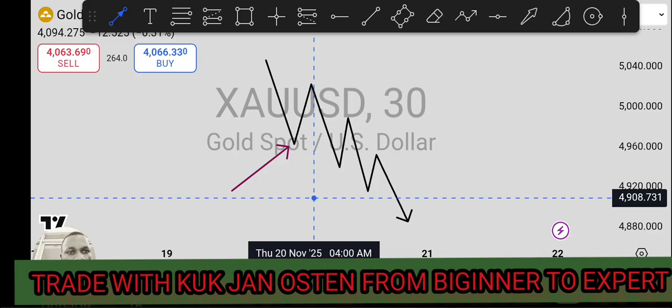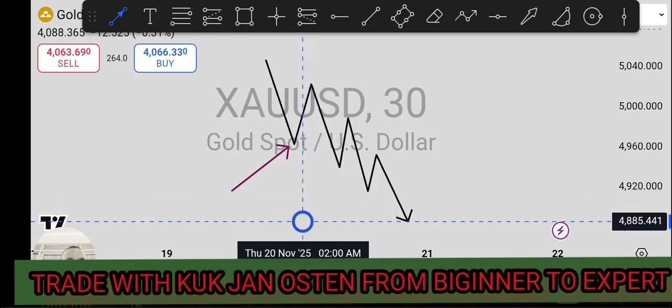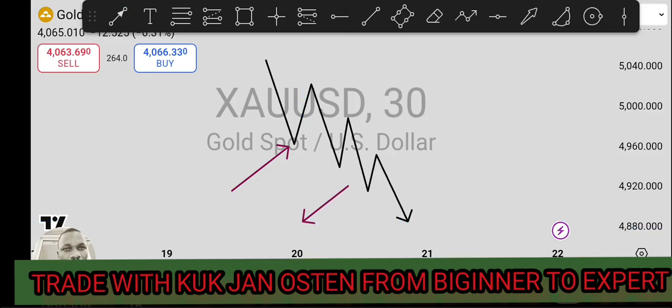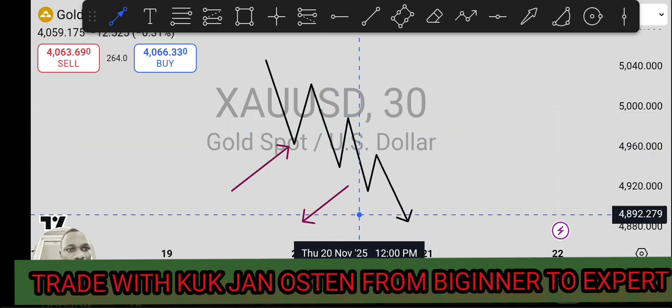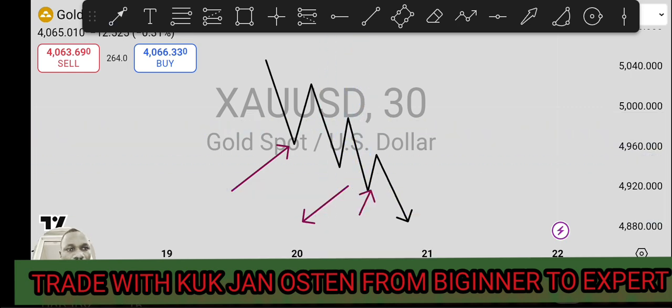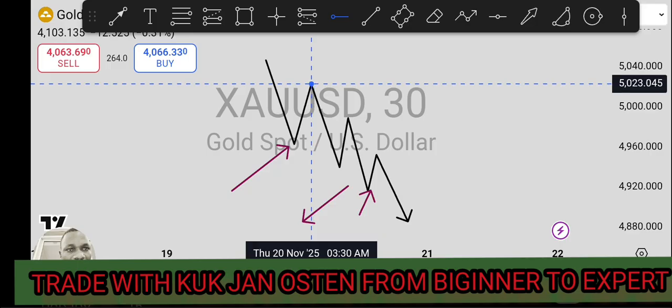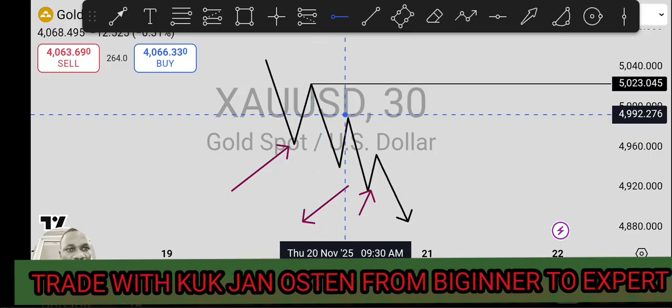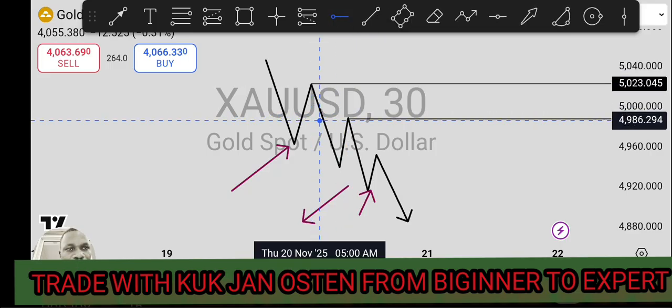This is a lower low, and we can see it very clearly. Lower lows are around here. So we have lower low, lower high. All these points up: at this point we have a lower high, at this point a lower high, and at this point a lower high.